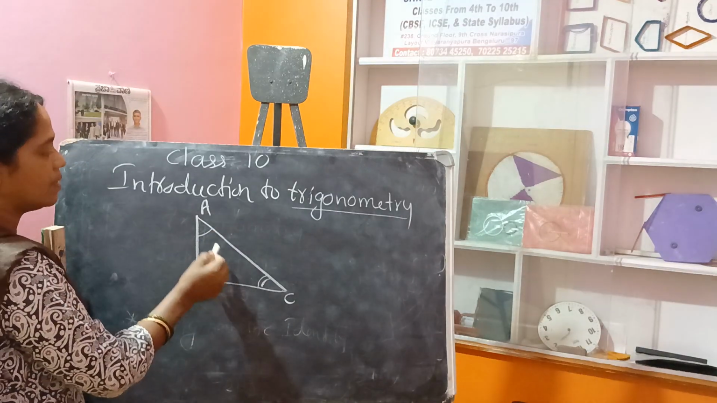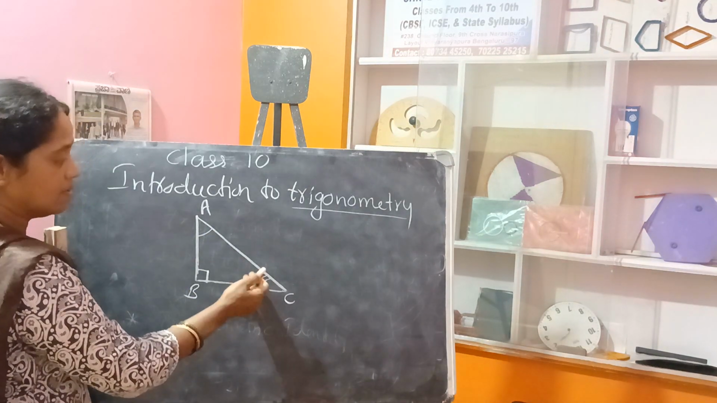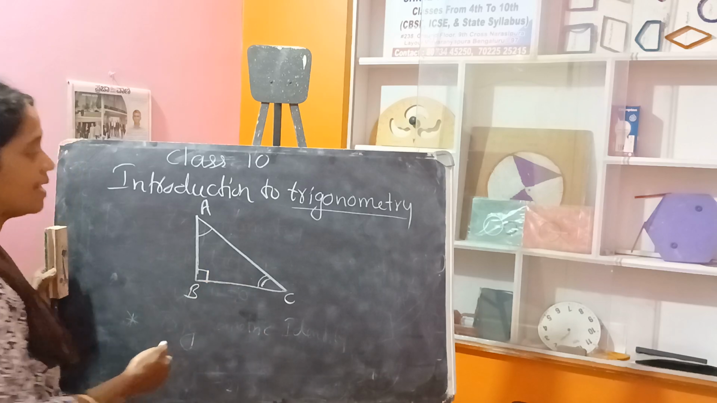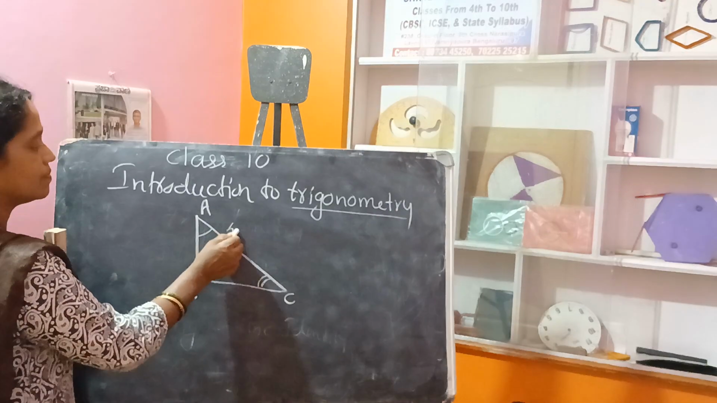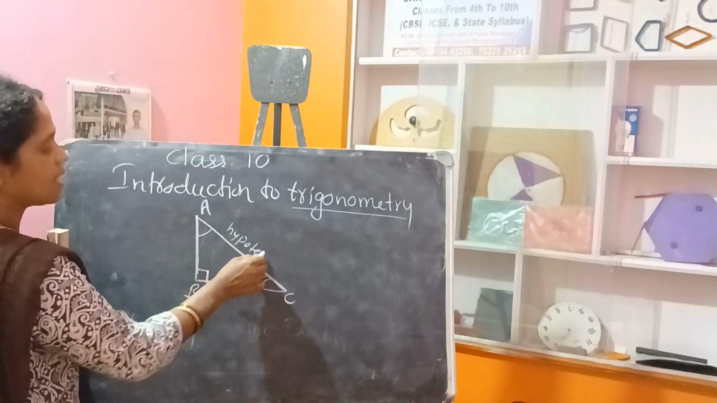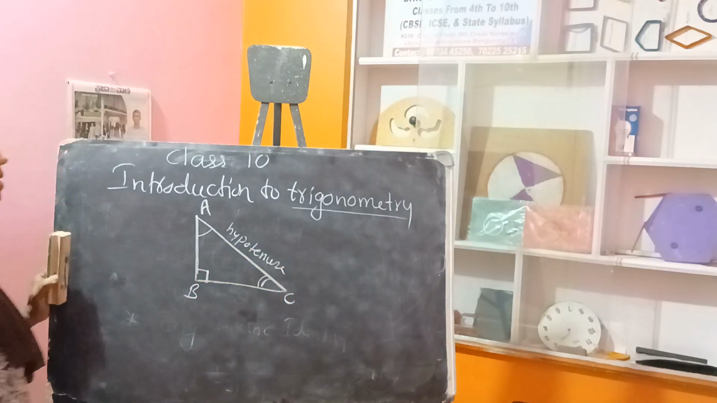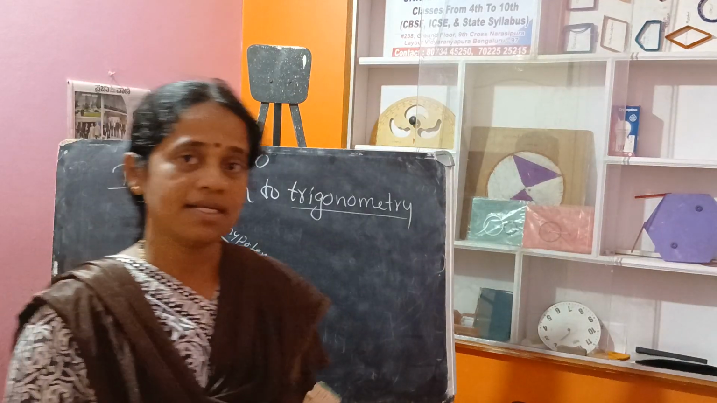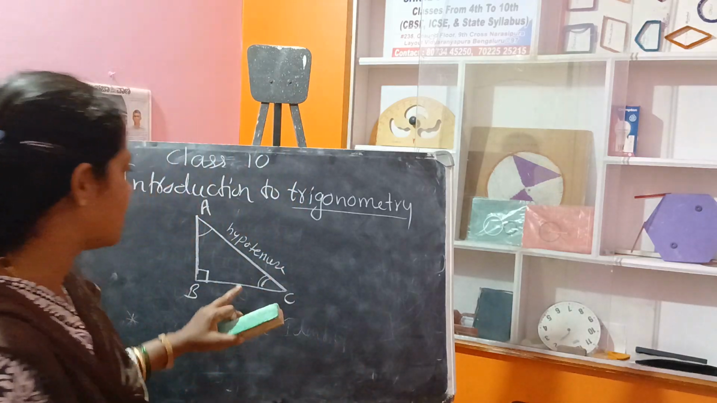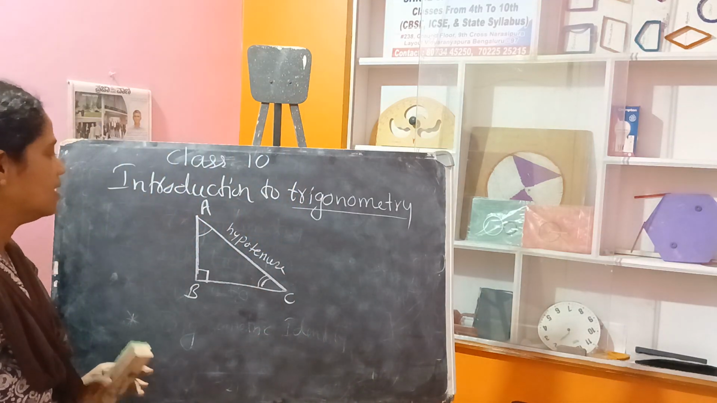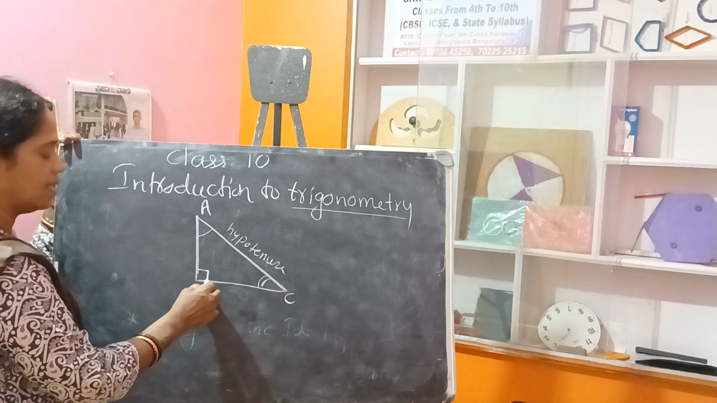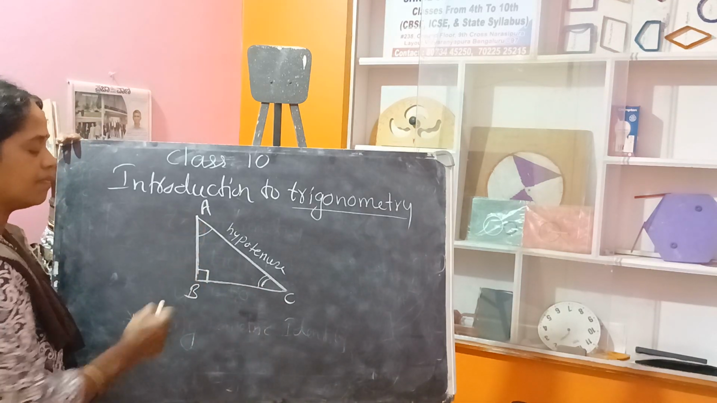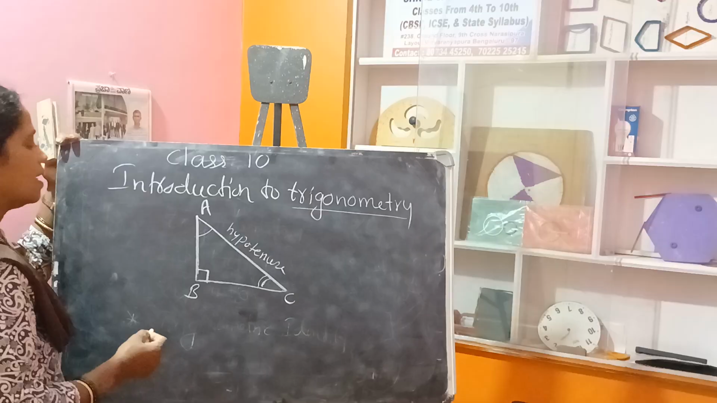See, AC is the longer side of the right angle triangle. What is this called? Hypotenuse. Yes, that is called the hypotenuse. The longest side of the right angle triangle is always the hypotenuse. The remaining two sides, BC and AB, form the right angle here.